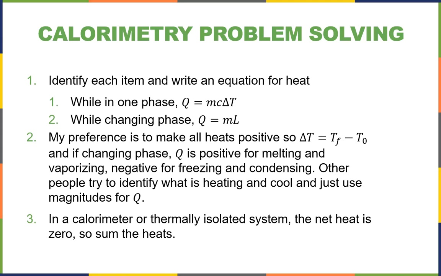Now my preference is to always make change in temperature, temperature final minus temperature initial. I don't have Q equal to MC absolute value change in temperature. I have Q equals MC temperature final minus temperature initial. And then I add up all of the heats. And if I have an isolated system, thermally isolated so I can have no heat flowing in or out of my system, it has to change between things, I add up those heats and they come to 0.